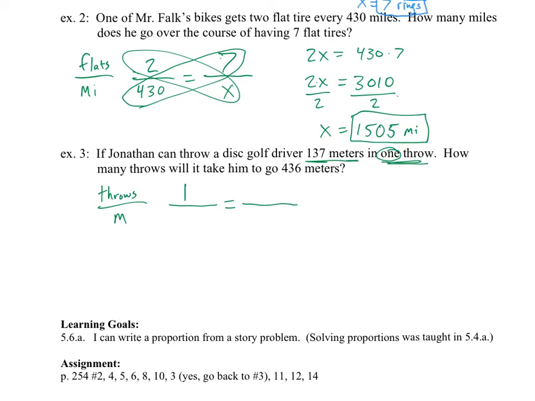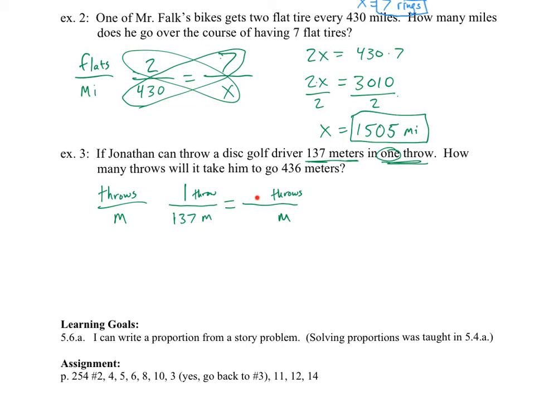And the other way to do it, if you don't want to write your units over on the side, is you could go through and write in 1 throw and 137 meters. And then do the exact same units over in your other fraction. So throws and meters. I'm kind of trying to skip that step by writing it over here, but this is perhaps even a better way to do it. So how many throws will it take him to go 436 meters?